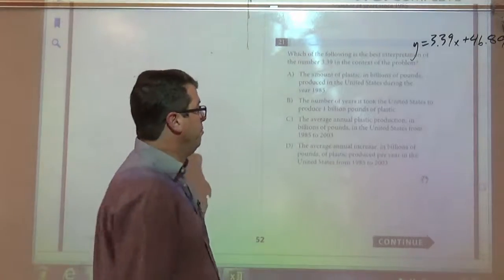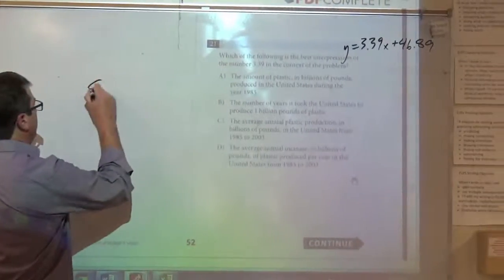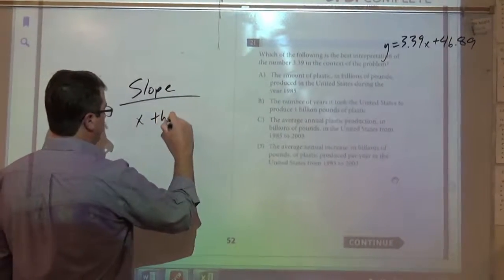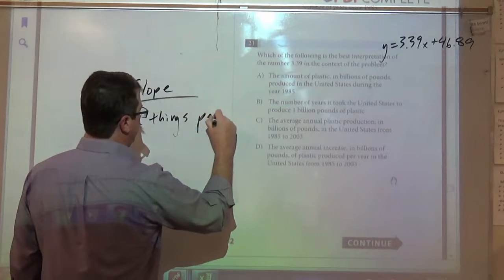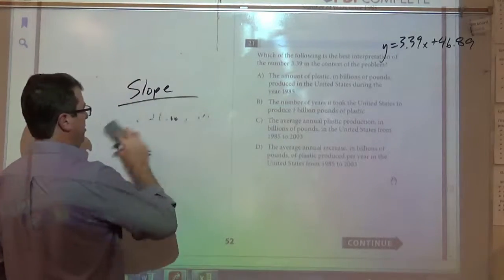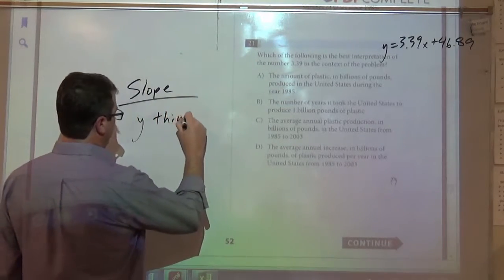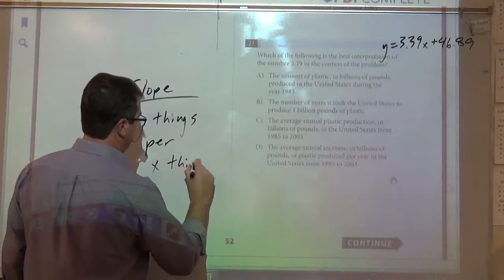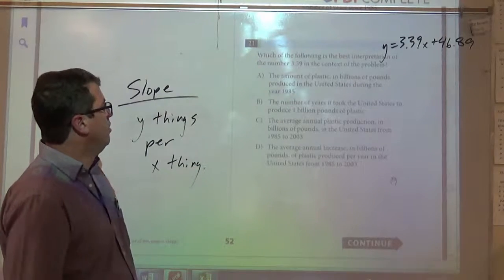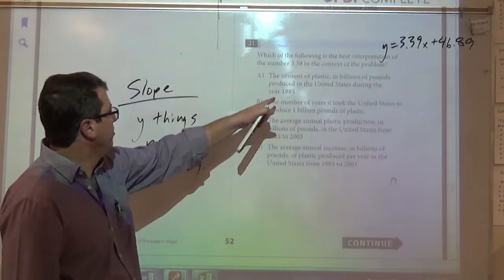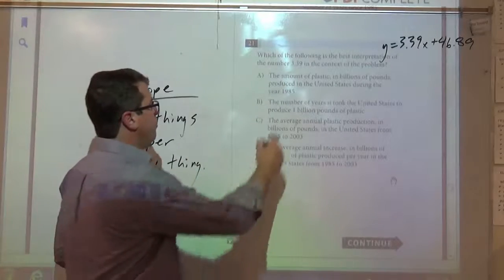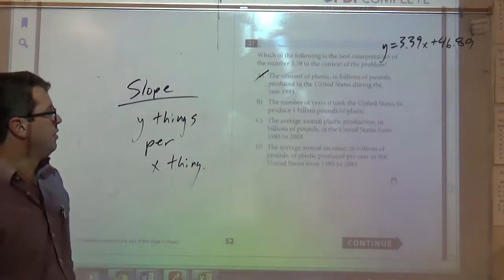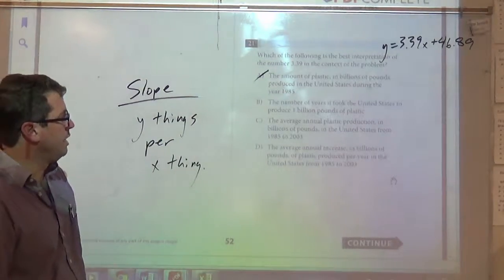3.39 is my slope. Slope is X things per Y things, or Y things per X thing. So the amount of plastic during 85, that would be my slope intercept. It's not that. B, the number of years it took the U.S. to produce 1 billion pounds. No.